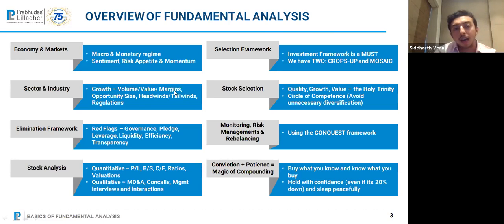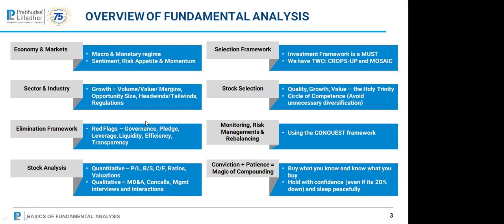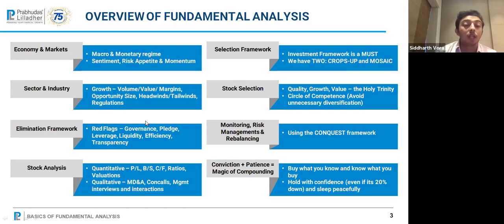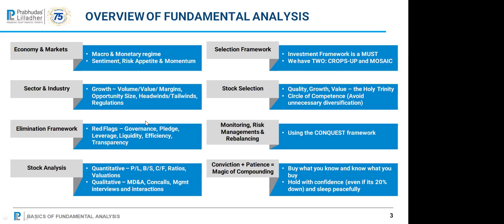Okay. Once we have a clear view on the economy and markets, again, we need to look at sector and industry. I already explained this in the previous slide, but I'm just going to take you through the key facts. Volume. Where are we seeing volume growth? Where are we seeing margins expand? Where are we seeing the opportunity size being massive? Where are we seeing regulations change in favor of a particular industry? Once these two are done, then you have your 40-50 stocks.